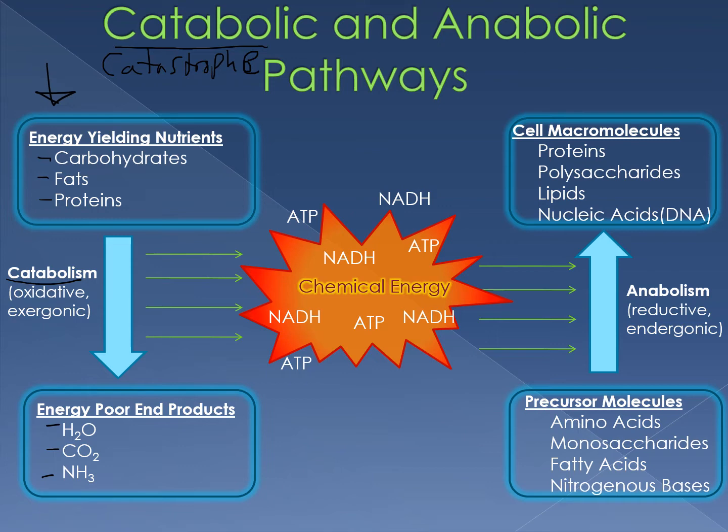So the second one over here, anabolic. Anabolic is when we start down here with these small molecules, small, right? You can see that. Precursor molecules, small precursor molecules like amino acids, monosaccharides, etc. And we're going to make them into bigger molecules like the proteins we talked about, polysaccharides, lipids, and then we haven't talked much about DNA yet. Come back to that.